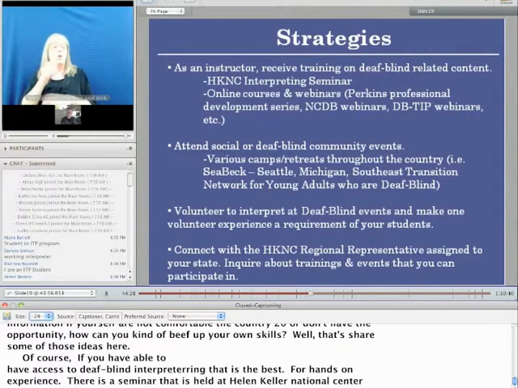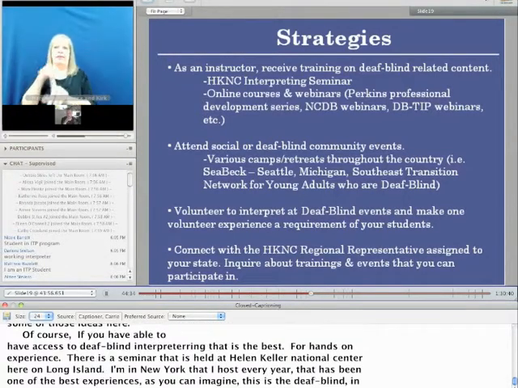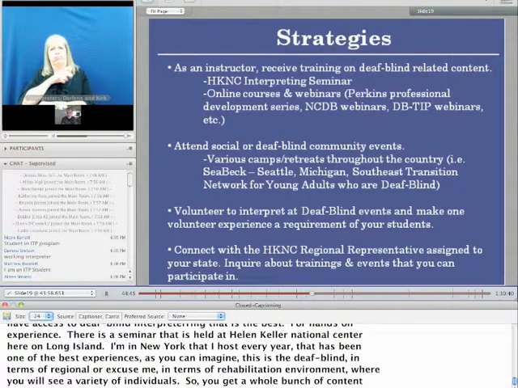as you can imagine, this is the deafblind in terms of the rehabilitation environments where you'll see a variety of individuals. So you get a whole bunch of content, and then you get interaction with individuals, not only during the day, but also at night in the residence, because people stay on campus.